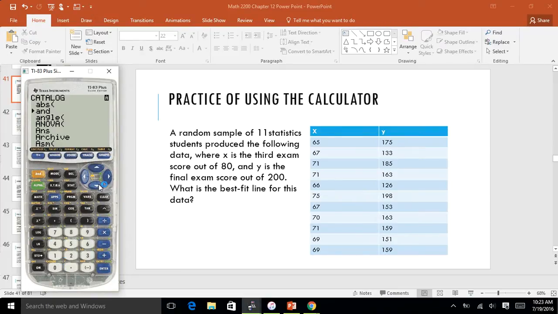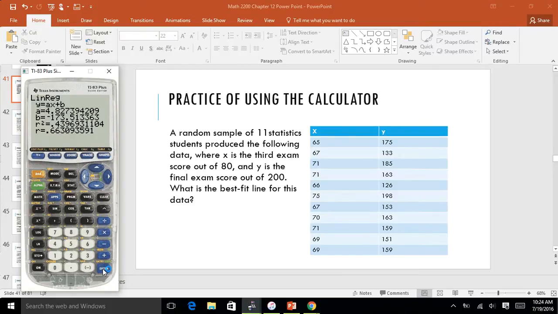And this is my catalog. I don't know if you've seen this, but if you have trouble sometimes finding a function, you can find stuff quickly. So I'm going to go to diagnostic on, keep going down, hit enter, and then hit enter again. Because what that does is it's got to say diagnostic on and then done. And that's what it does for me. Then I'm going to go back to stat, go over to calc, hit 4, and then hit enter.